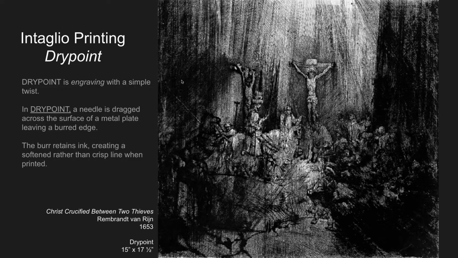Dry point is very similar to that video we just saw, very similar to etching. One of the big differences is that when you're etching, you're really cutting the copper plate and the pieces come off. But in dry point, you're more like scratching it and you're moving the copper plate around a little bit, leaving this sort of ghostly edge.